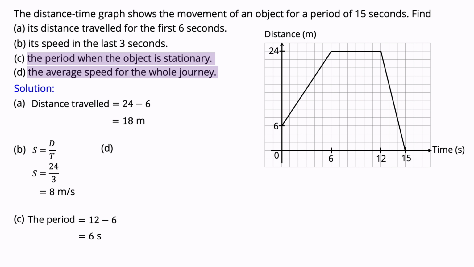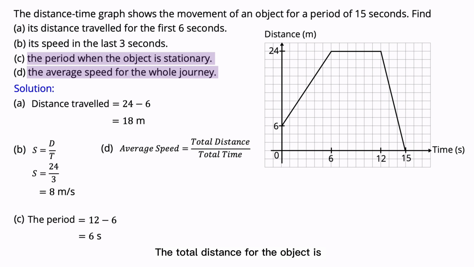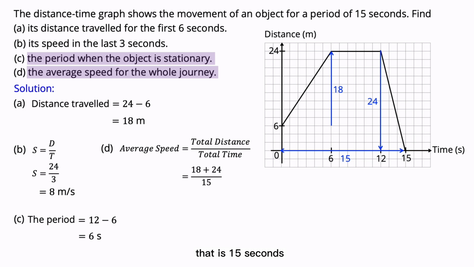D. The average speed for the whole journey. To calculate the average speed of an object, we must know the total distance the object travels and the total elapsed time of its whole journey. Average speed equals total distance divided by total time. The total distance for the object is 18 plus 24, and the total period of time, stationary period included, is 15 seconds. 42 divided by 15, we have the average speed of 2.8 meters per second.